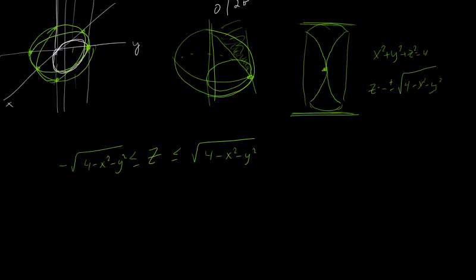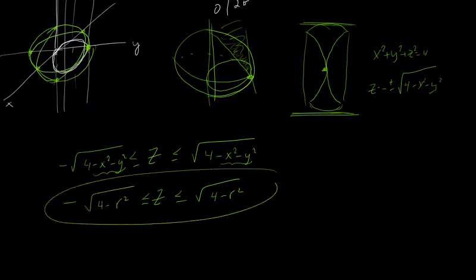Okay? But the problem is we're not doing this in rectangular coordinates. We need this to be in terms of r and theta. Well, that's pretty easy to do because we just have negative r squared sitting right here. So our z is between the negative square root of 4 minus r squared and the positive square root of 4 minus r squared. So that's our boundary on z.